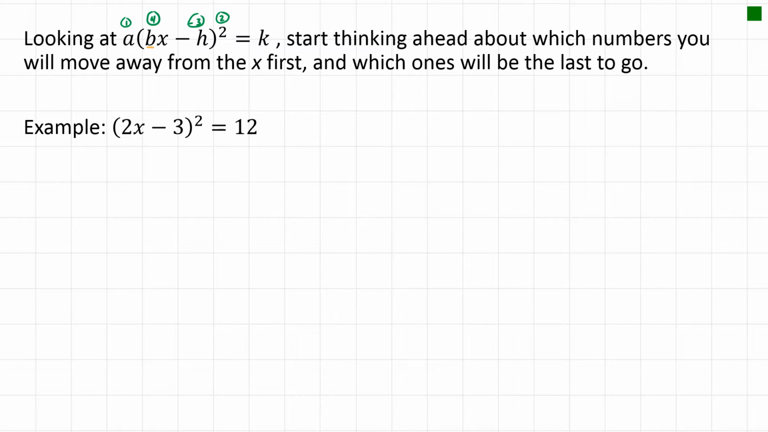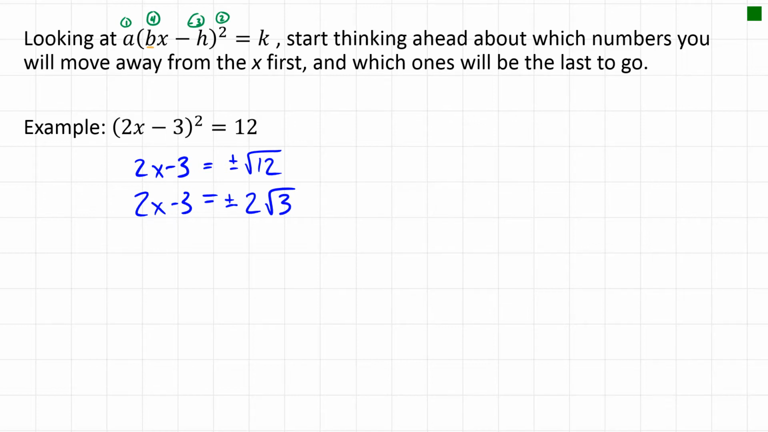So in this first example, we don't have an a value in front of the bracket. Doesn't matter. We just look at it and we say, what's that outer layer on this left-hand side that we need to deal with? And it's the squared. So we apply that square root property, and we say that 2x minus 3 is plus or minus the square root of the right-hand side. And I'll go ahead and simplify the square root of 12 to 2 root 3 just now here in this middle step. I could have done it later, but I'll just do it here now.